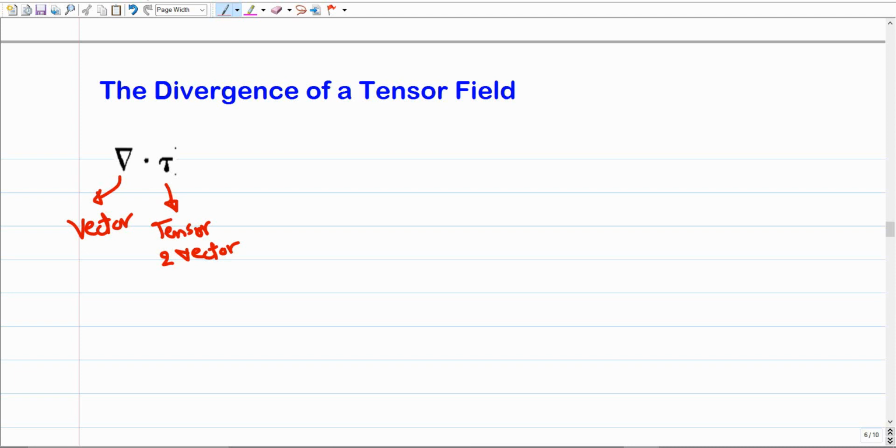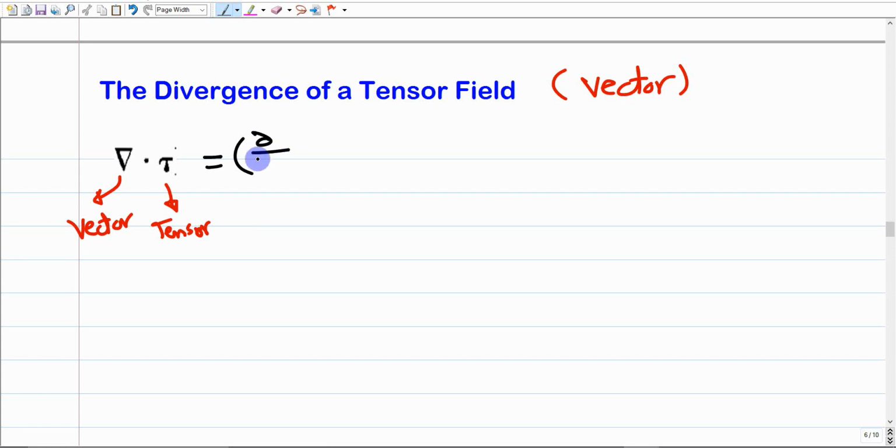Okay, so let us demonstrate this point here. It means that the divergence of a tensor gives a vector. Let us figure out how we can obtain this vector, and what is the form and shape of this vector. So just do the same.